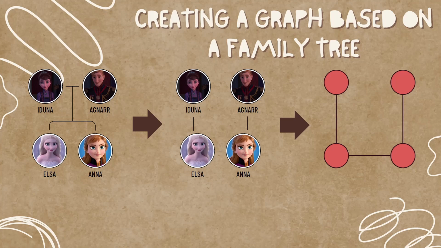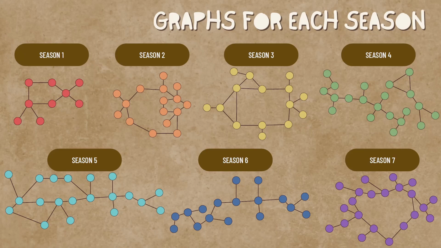So to avoid additional cycles, we can change this structure by connecting each parent to only one child and linking the children through a path. This transforms the family tree into a graph that doesn't loop back on itself, like in the example. By applying this method to each season, we can create graphs for all 7 seasons and begin to examine how the presence of cycles in these graphs evolves over time.